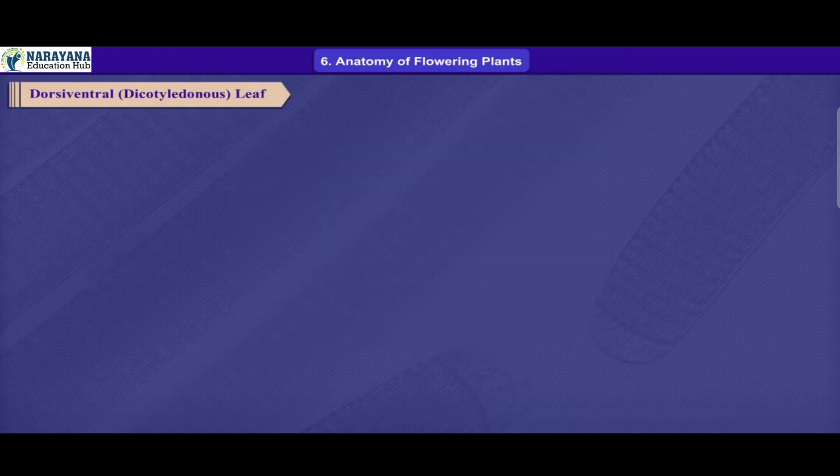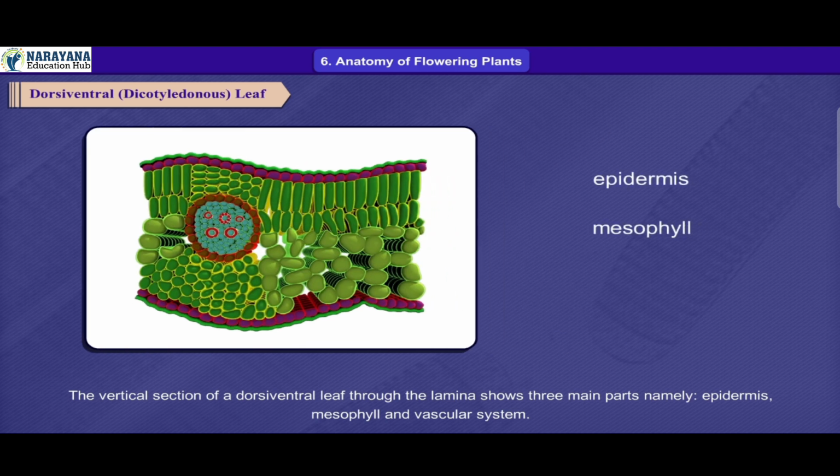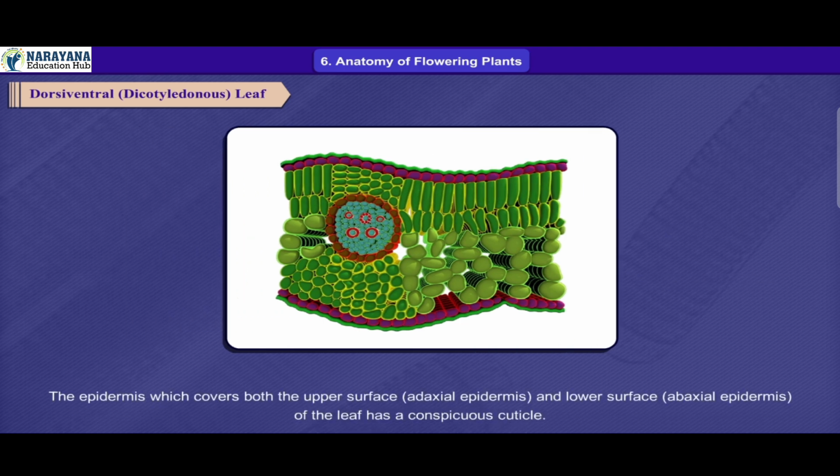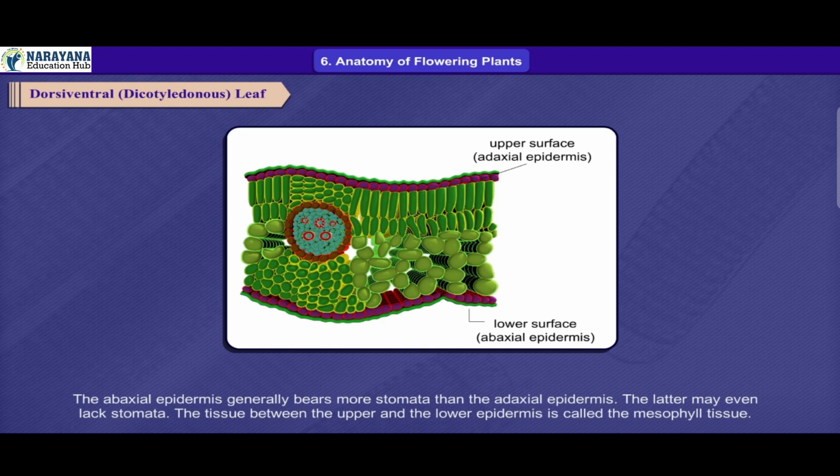Dorsiventral, that is dicotyledonous leaf. The vertical section of a dorsiventral leaf through the lamina shows three main parts, namely epidermis, mesophyll, and vascular system. The epidermis, which covers both the upper surface, that is adaxial epidermis, and lower surface, that is abaxial epidermis of the leaf, has a conspicuous cuticle. The abaxial epidermis generally bears more stomata than the adaxial epidermis. The latter may even lack stomata.